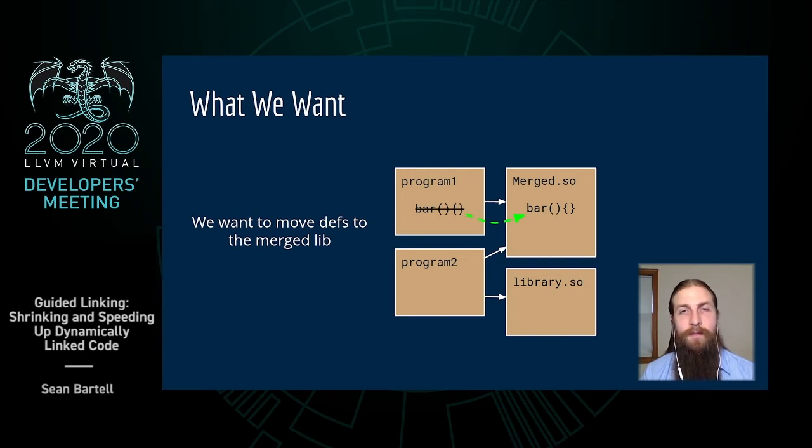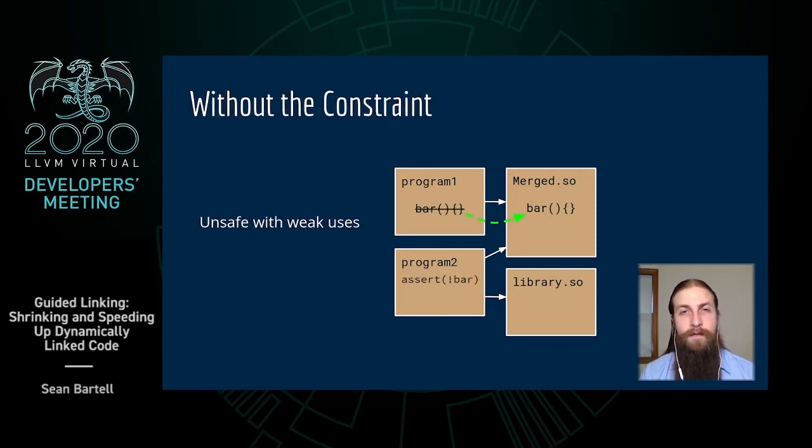However, without the constraint, there are 2 cases that make it unsafe to do this. Both cases are caused by the fact that program 2 now sees a definition of bar when it didn't see one before. The first case is when there are weak uses of the symbol. By a weak use, we mean any code that checks whether or not the symbol is defined, either by using a weak declaration or by calling dlsym. By defining a symbol that wasn't defined before, we could change the behavior of the code.